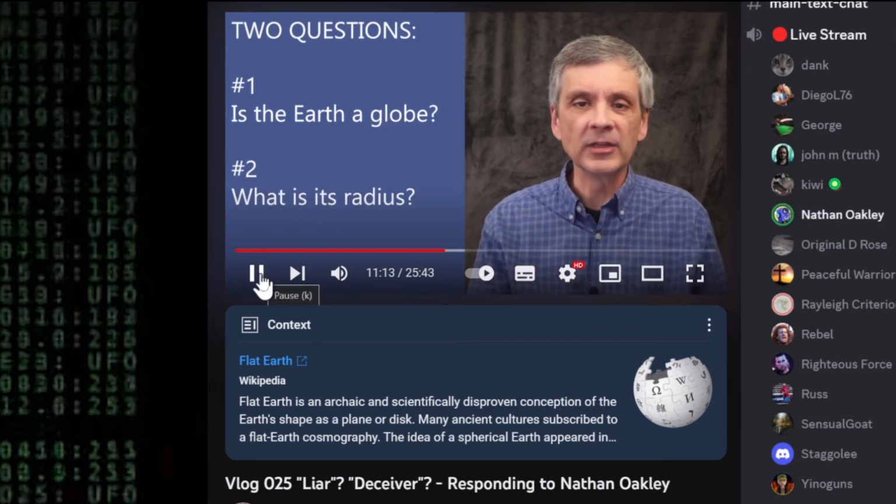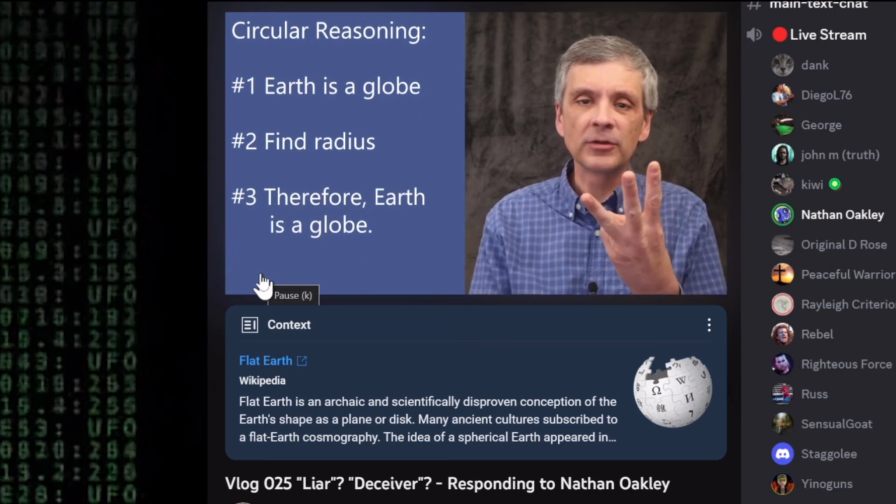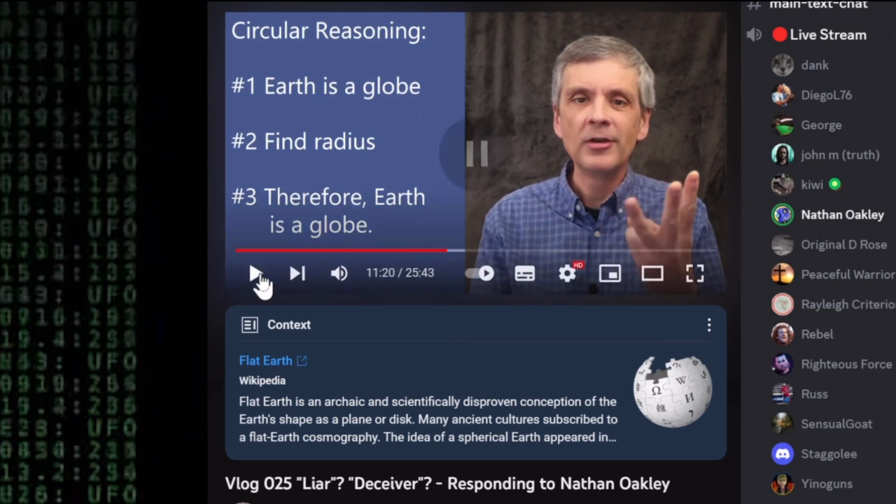By finding the radius, like this. Assume the Earth is a globe, we can calculate a radius, therefore this proves Earth is a globe. No. So there's Matthew explaining why it was a fallacy.